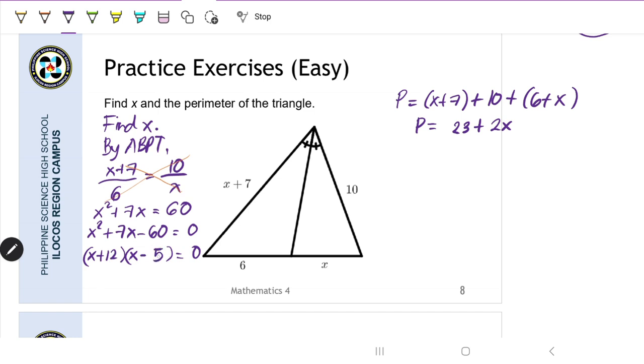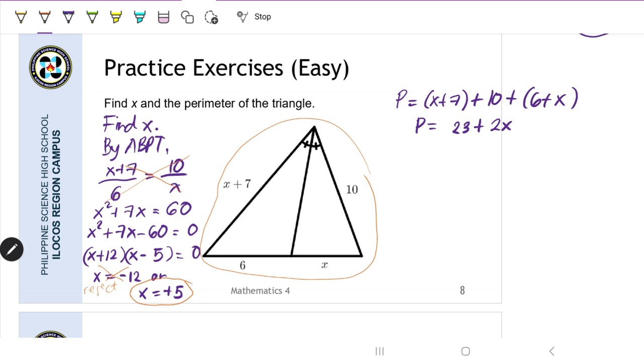Okay, so we have two values of x here. x can either be negative 12 or x is equal to positive 5. Since we are talking about length of segments, we should take the positive value of x. So we reject negative 12 because the value of x in this triangle cannot be negative. Okay? So x equals 5, therefore the perimeter is 23 plus 2 times 5, which is equal to 33 units.